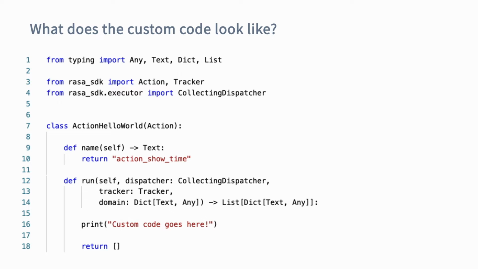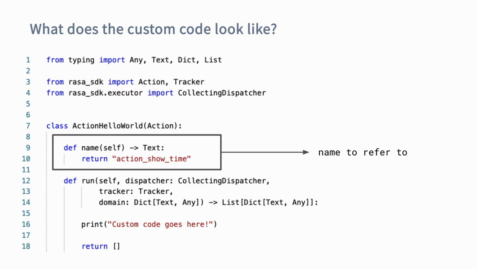You're looking here at a class definition. And in particular, this class definition is importing the Action class from the Rasa SDK. And the class that we are going to be referring to is called ActionHelloWorld. And note that it's inheriting from the Action base class. From here, let's note the two methods that are implemented.